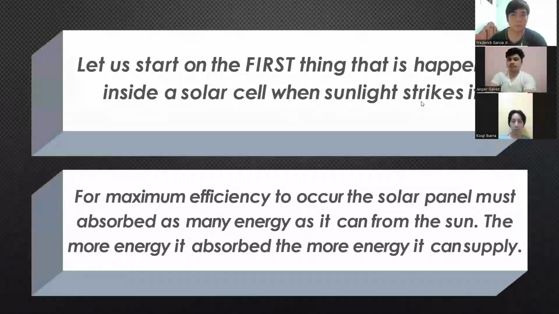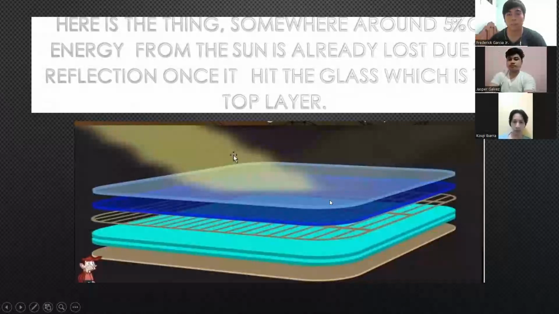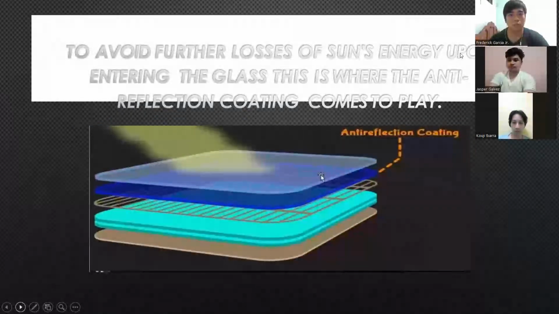Now, let's start first on what happens inside the solar cell when sunlight strikes it. For maximum efficiency to occur, the panel must absorb as much light energy as it can from the sun. The more energy it absorbs, the more energy it can supply. The first law of thermodynamics. Now, here is the thing. Somewhere around 5% of energy from the sun is already lost due to reflection once it has hit the glass. This is why we need an anti-reflection coating, because some of the sunlight gets reflected back and does not get absorbed by the solar cells. To avoid further losses of the sun's energy upon entering the glass, this is where the anti-reflection coating comes into play.